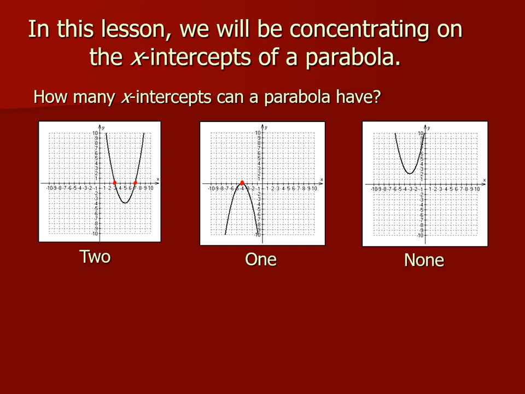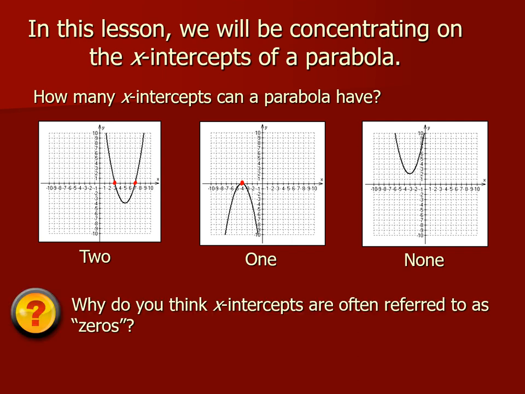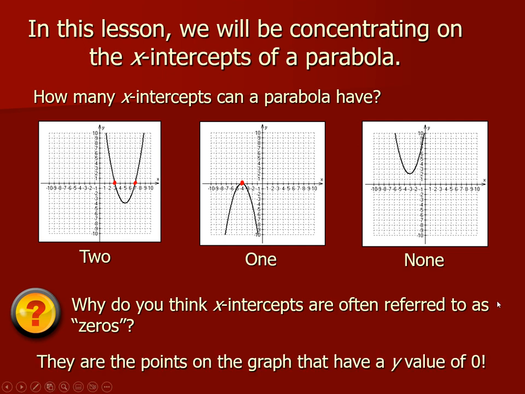Let's not be surprised when this happens. When I'm doing questions in a minute, some will have 2 answers, some will have 1, and some will have 0. Let's not be surprised with that. We can get that many answers. Why do you think x-intercepts are often referred to as zeros? Well, I think I tried to explain that. The reason is there are points on the graph where the y value is 0. Can you see the 0 there with the little tag here?